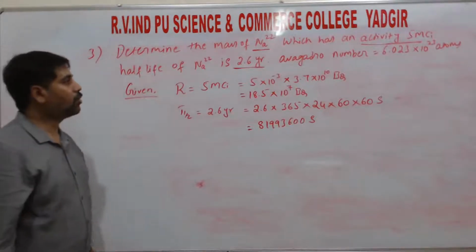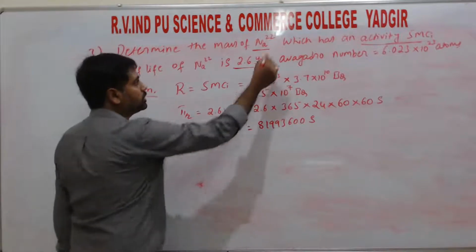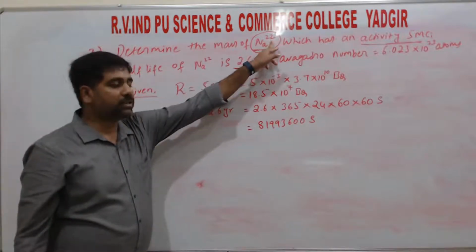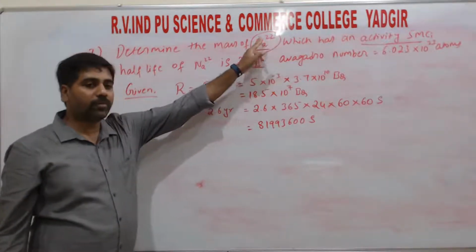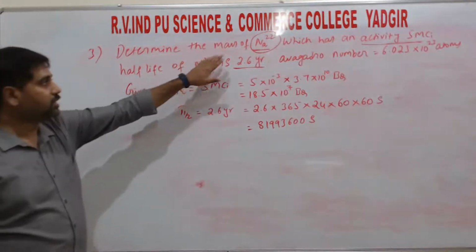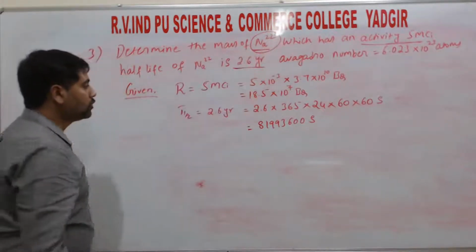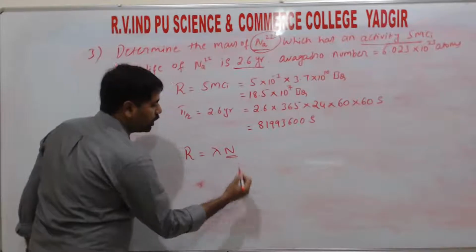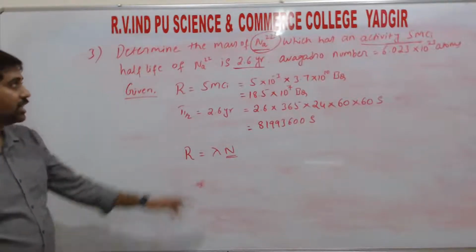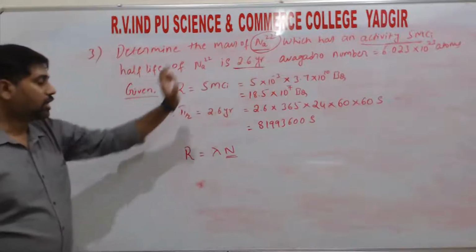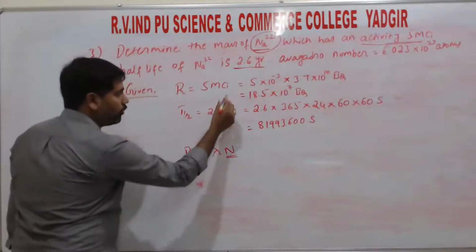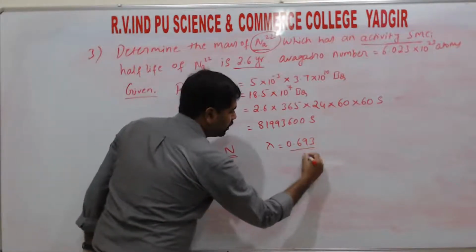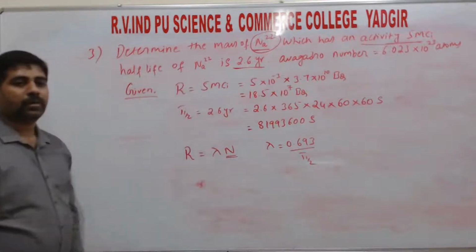we need to find the number of nuclei which are present in this 22 gram, right? So Na22 represents the mass number, A represents mass, so the A value is 22. That means the mass number present is 22 grams, right? So from that we have the formula R is equal to lambda N. From this we are going to find the number of atoms which are present in this sample of sodium, right? So we have the R value, and we know lambda is equal to 0.693 by T half, right?